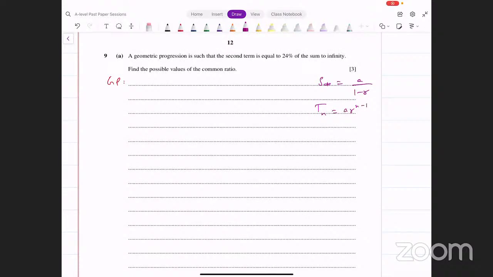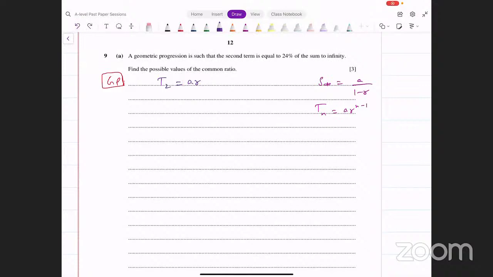Second term जो है वो 24% है sum to infinity का। Find the possible values of the common ratio. आपको कुछ भी नहीं दिया हुआ, आपके पास सिर्फ ये एक relationship दिया हुआ है. What's the second term? Let's find that. T2, that's A into R raised to power n minus 1, 2 minus 1, so that's just AR. Okay, that's the second term.